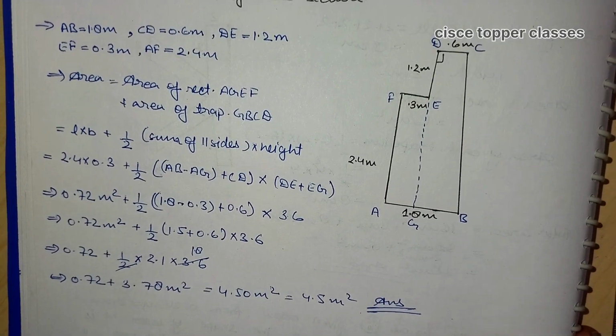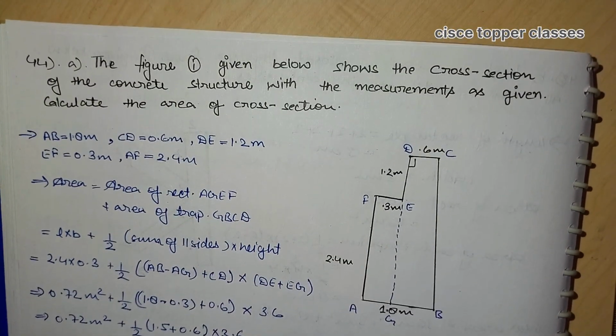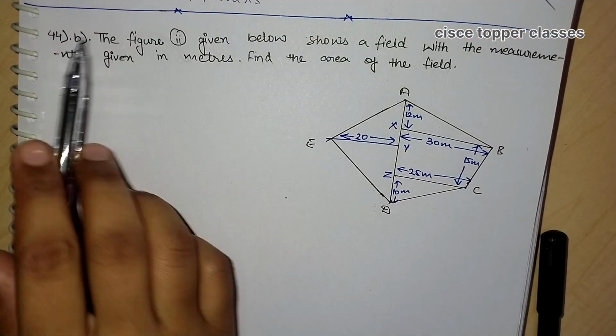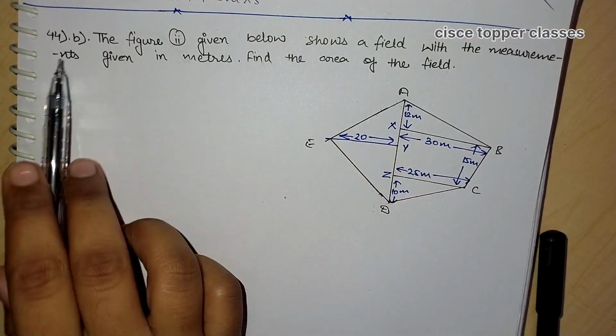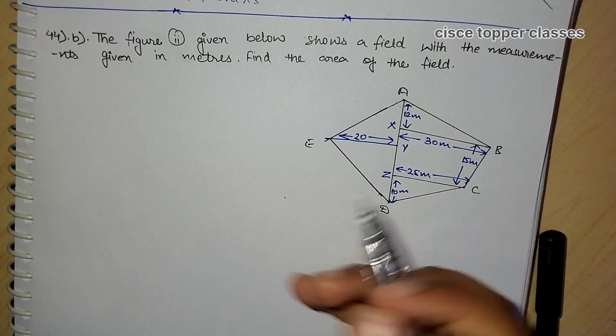So this is the final area, the answer in this question, and this is the solution of 44 first part. Let us solve 44 second part. The figure given below shows a field with measurements given in meters. Find the area of the field.